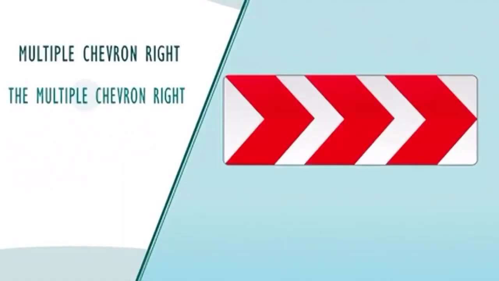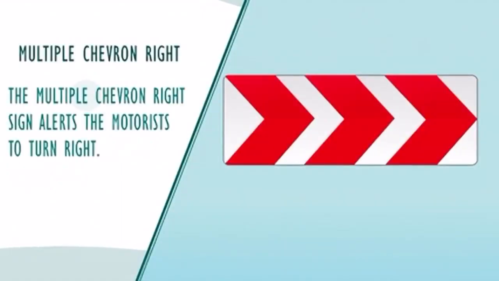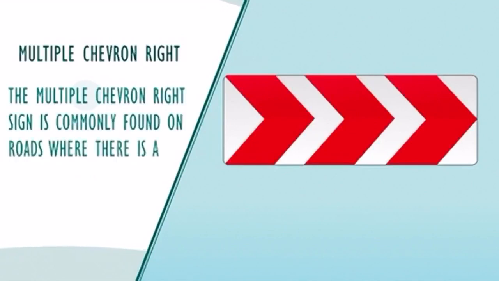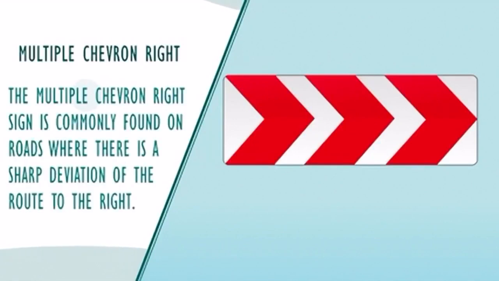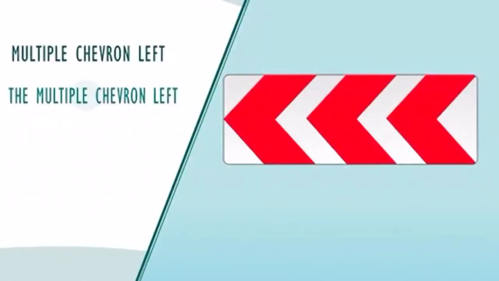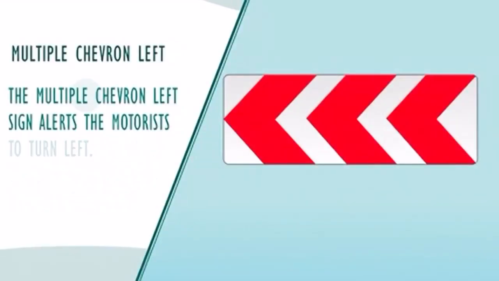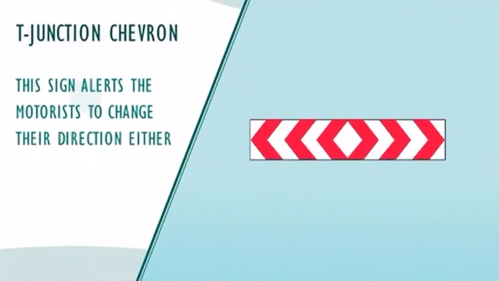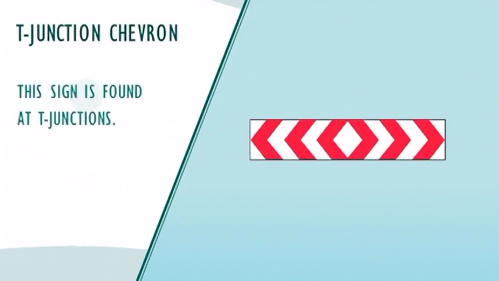The multiple chevron right sign alerts the motorists to turn right. The multiple chevron right sign is commonly found on roads where there is a sharp deviation of the route to the right. The multiple chevron left sign alerts the motorists to turn left. This sign alerts the motorists to change their direction either to the right or to the left. This sign is found at T-junctions.